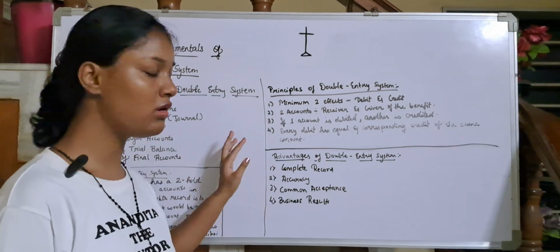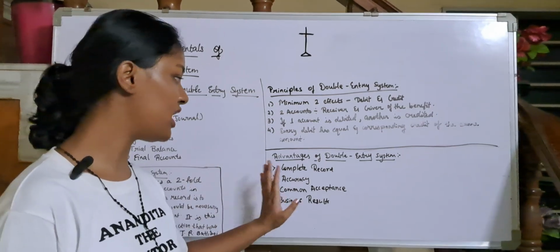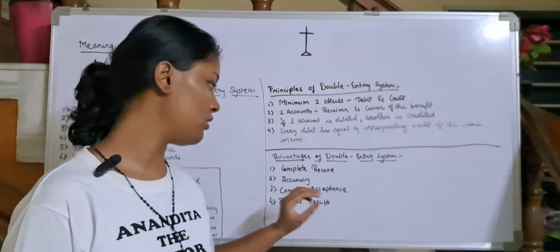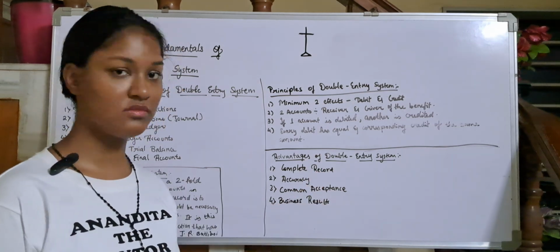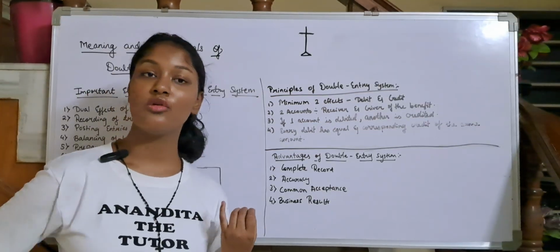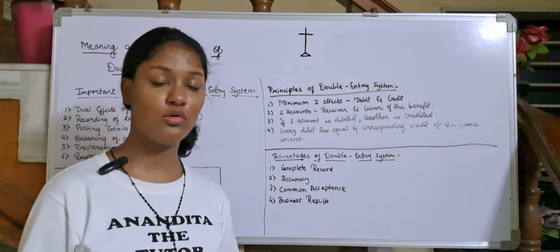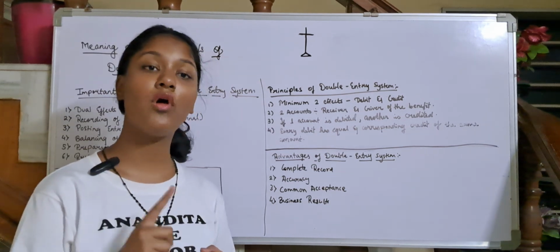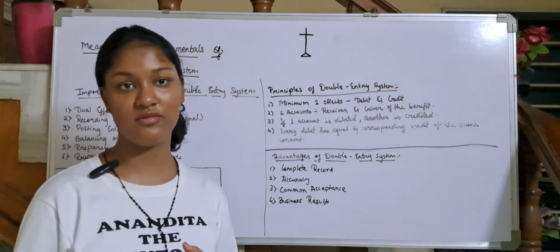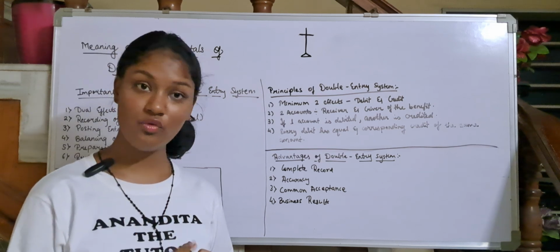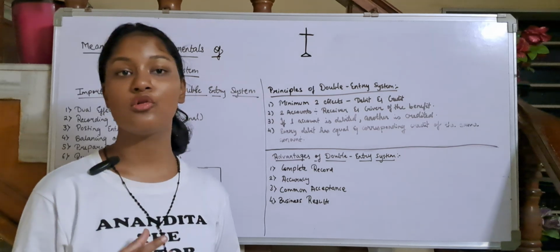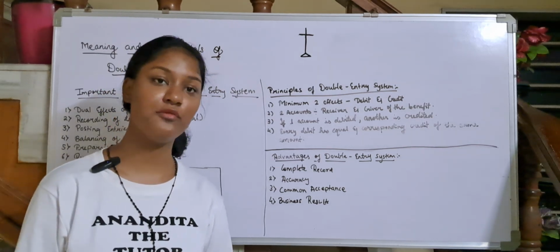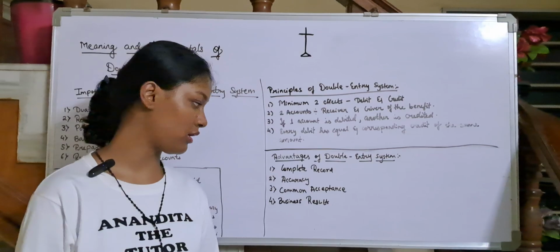Now, the last part for today is the advantages of the double entry system. The first advantage is a complete record. Why a complete record? Because you get to know who paid the money, who received the money, for what purpose the transaction was carried out, and on what date the transaction took place. Everything you get to know in detail. So therefore this gives you a complete record.